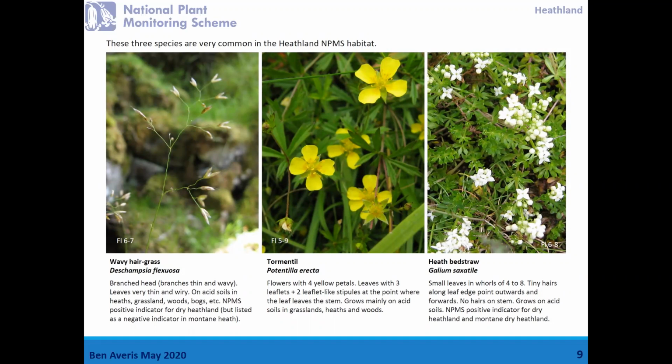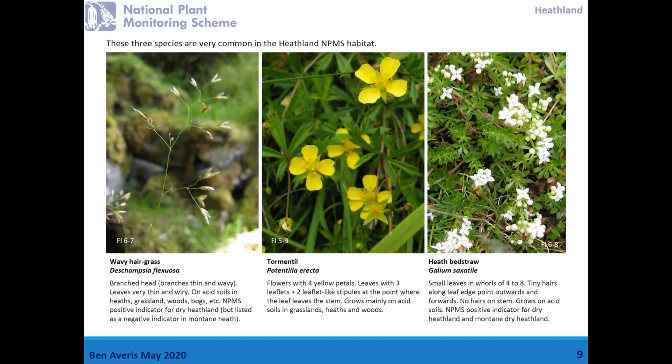Wavy hair grass on the left. It's one of these grasses that's got very thin, wiry leaves. They're no more than about a millimetre wide, so it's hard to tell which is the upper surface and which is the lower surface when you look at a leaf so thin. A number of grasses have leaves as thin as that, and this one is distinct in having this beautiful flower head that opens out into a widely branched inflorescence, in which the individual branches are really thin and delicate, and they can be quite wavy. Whether that's how it got its name or not, I'm not sure, because the whole flower head does wave about in the wind as well.